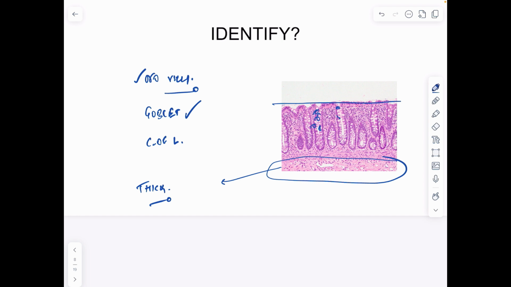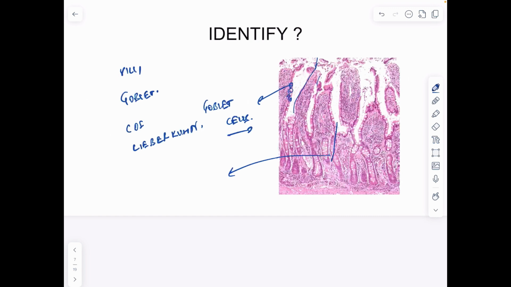It is a specific feature of the large intestine, and you differentiate it from the small intestine in that, unlike the small intestine, the large intestine has a flat mucosal surface. So hopefully you will be able to differentiate between the histological slides of the large intestine and the small intestine.